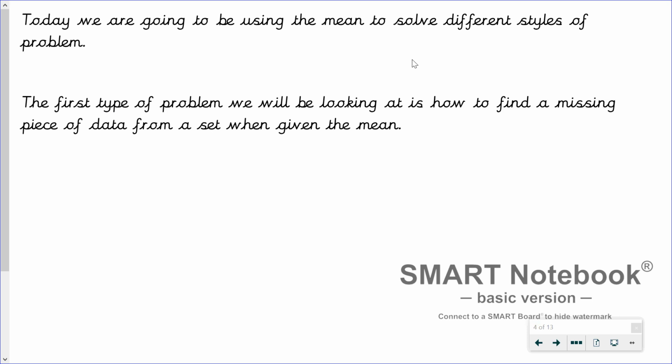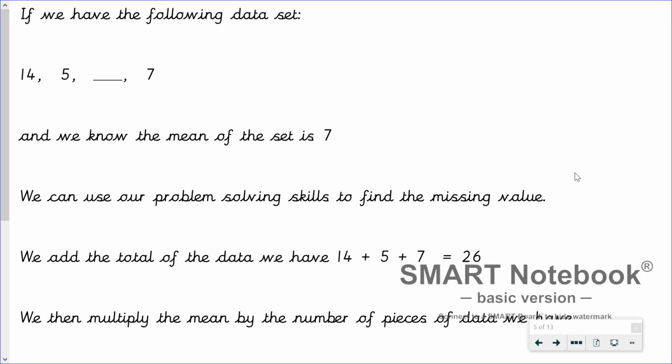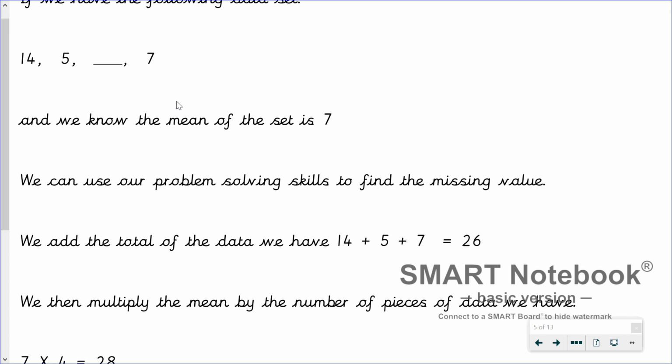So the first type of problem we're going to be looking at is how to find a missing piece of data from a set. So from your data set, if you've got the mean, you can find the missing data. So if we've got the following data set here, we've got 14, 5, something, and 7. So we've got a missing bit of data, but we are told the mean of the set is 7. So if we know the mean and we know some of the data and have a piece missing, we can find that missing piece.